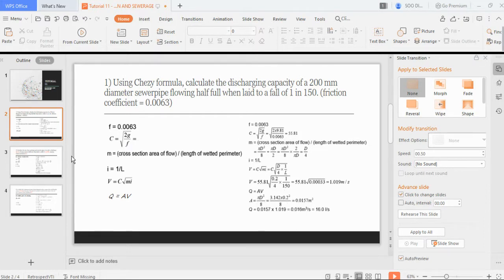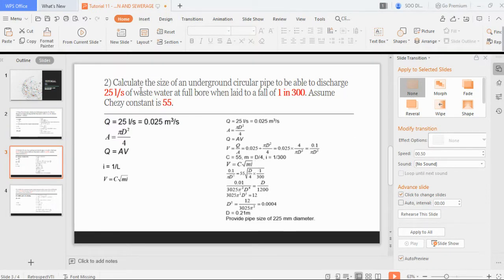For your second question, you'll still be using all these same formulas, but you're given the water in your pipe to be at full bore. Notice that all of this is using circular pipe. So when you are using circular pipe, you don't have to find out your M. You can just assume that your M is d over 4.